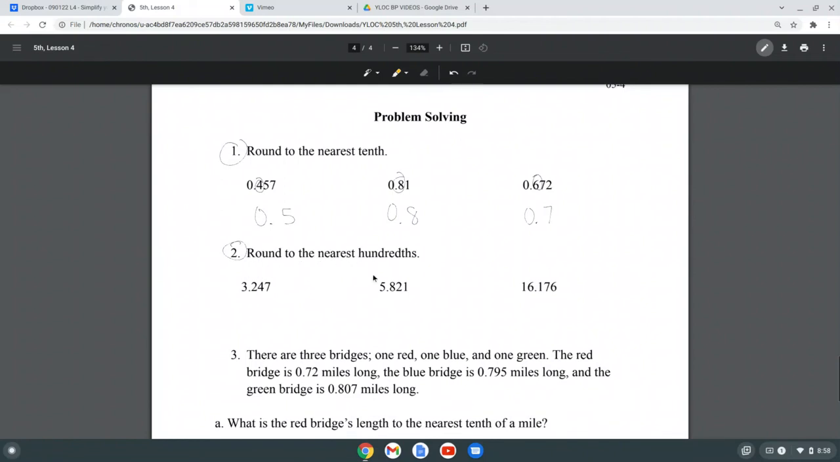Next, round to the nearest hundredths. We have 3.247, so we want to round to the hundredths. This is the hundredths place. 2 is in the tenths place, 4 is in the hundredths place, 7 is in the thousandths place. So we look at 7. 7 is greater than 5, so it'll be 3.25.